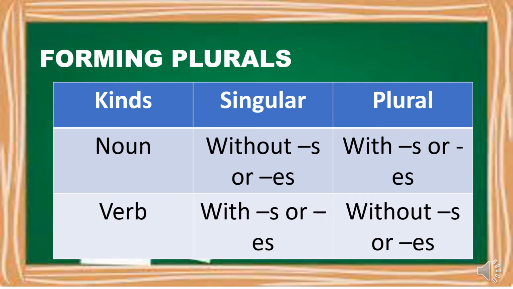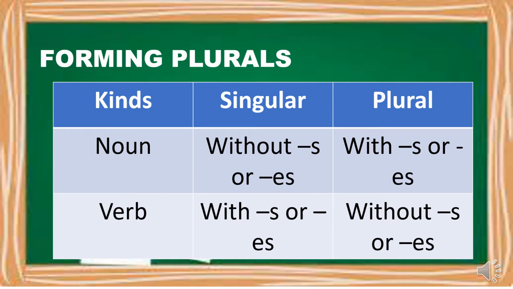Now, as you can see here, I have a table, and the table has 3 columns. The first column talks about the kinds. The second column talks about the singular, and the third column talks about plural. This table helps us classify a noun and a verb, whether it is singular or plural.